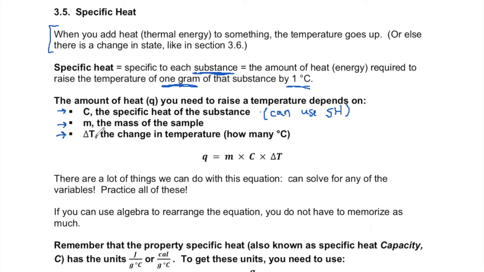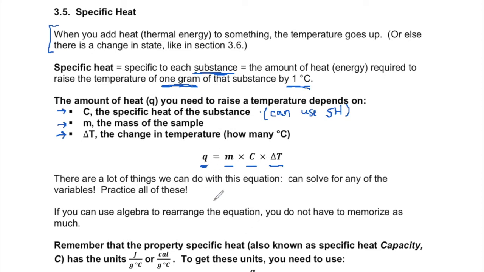If you want to raise it a lot of degrees, you're going to need more heat. Only a few degrees, you're only going to need a little bit of heat. And it's directly related to all three of these quantities. So the heat is equal to the mass times the specific heat times the change in temperature that you're trying to achieve. So this is a very important equation.